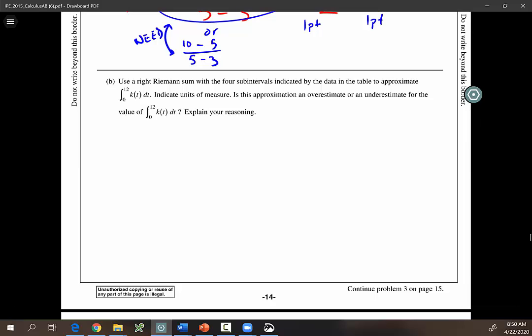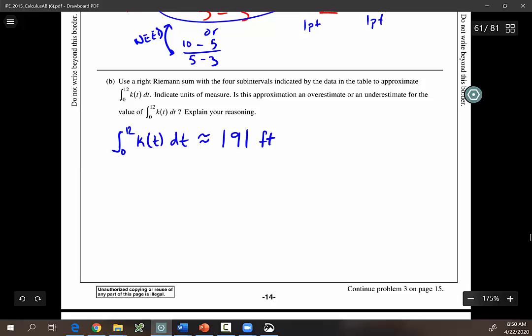Okay, B, Carlos Garcia, Carlos Cuisine, or Maria. Can one of you guys hop on the chat or on your mic and tell us what you did for B? So we just took the integral from 0 to k of t dt, so we got 191 feet. And it would be an over approximation because the graph is increasing. Good, so you said it's overestimate.